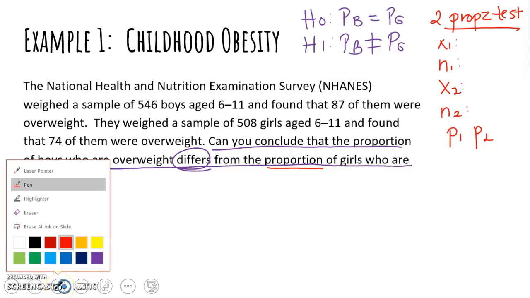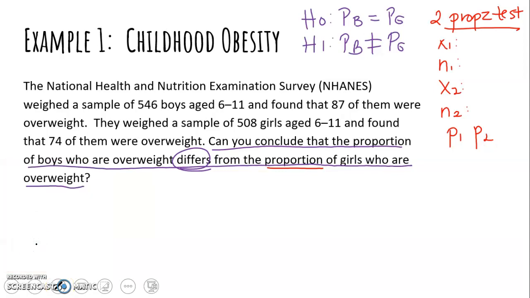Alright, so let's go through the list. The x1 would be boys. So the number of boys who were overweight is 87 out of a total of 546. The number of girls who were overweight is 74 out of a total of 508. And we're trying to show that it differs, so that it's not equal to.